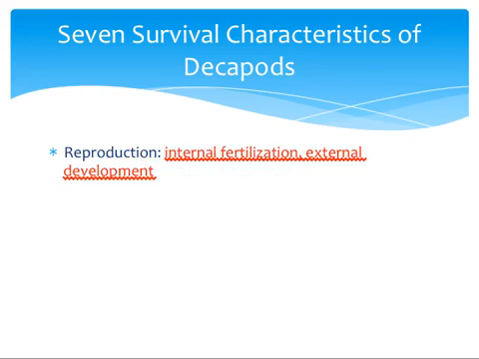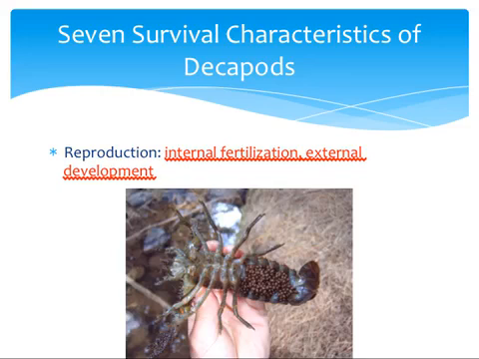And then reproduction, they have internal fertilization. That means that the male delivers the sperm into the female, and we call that copulation when the male directly deposits the sperm into the female. But then the female lays the eggs, and they have external development. And oftentimes in decapods, the female carries the eggs on her underside, and this is a crayfish. These are eggs she has laid, and she's carrying them on the bottom side of her abdomen, protecting them until they hatch. So that is subphylum Crustacea.